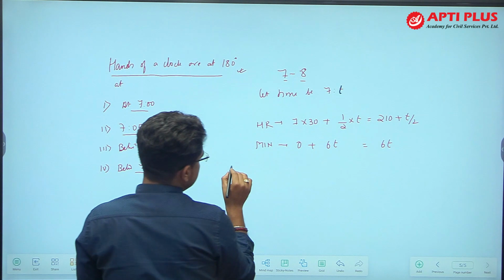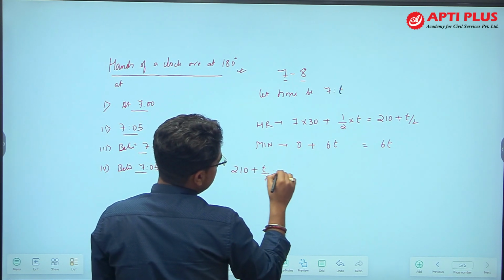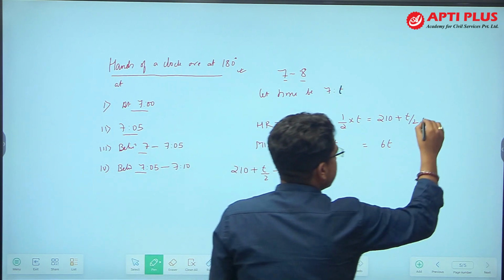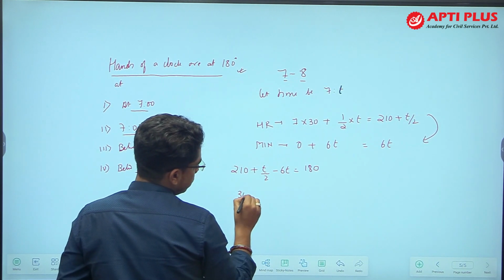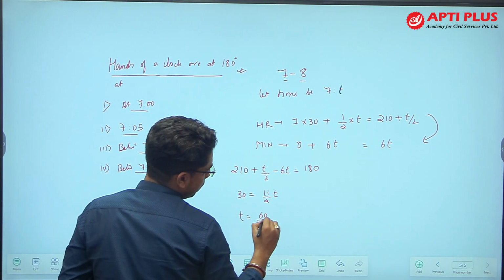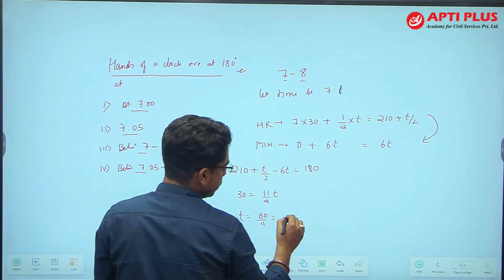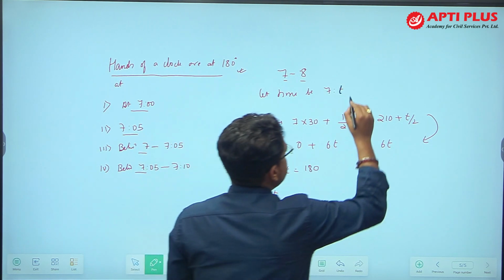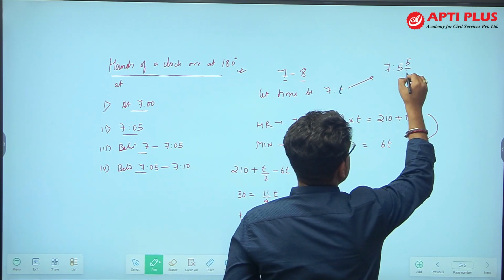So can I take the difference, 210 plus t by 2 minus 60 is equal to 180? Exactly, this minus this, the difference is equal to the angle. So this 180 will come this side, this becomes 30, and this will become 11 by 2t. So what is the value of t from here? 60 upon 11. If I break it into a fraction, 11 5s are 55, this is 5 by 11. So the time has to be 7 5 by 11.